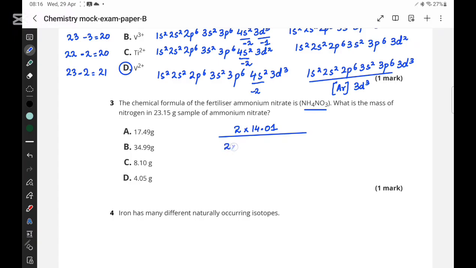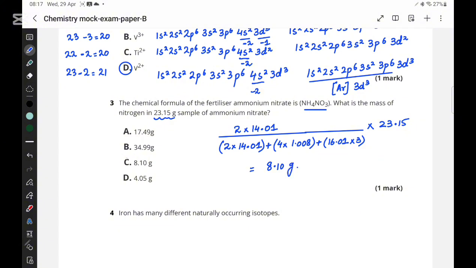First we can write for nitrogen 2 times 14.01, and then for hydrogen, there are 4 hydrogens, 4 times 1.008, plus for oxygen it's going to be 16.01 times 3. Then you are going to multiply that with the mass of ammonium nitrate that has been given to you, that is 23.15, and the final answer that you will get is 8.10 grams, and that is going to be C.